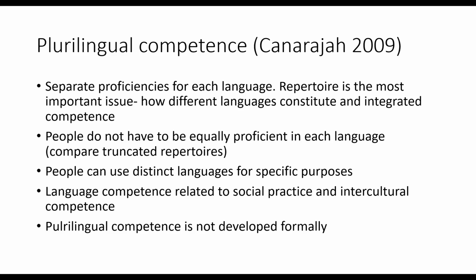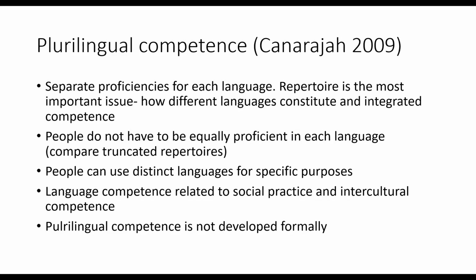And plurilingual competence is basically drawing on that idea, saying that people don't have to be equally competent or equally proficient in each language. People can therefore use distinct languages for specific purposes, the same as we saw with truncated repertoires. And language competence is related to social practice and intercultural competence. So it happens in society, and it's part of knowing what to use with whom in what situation.